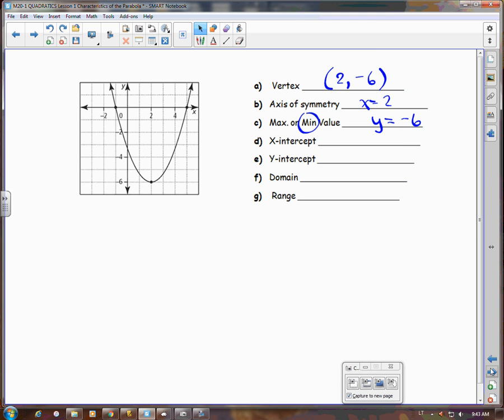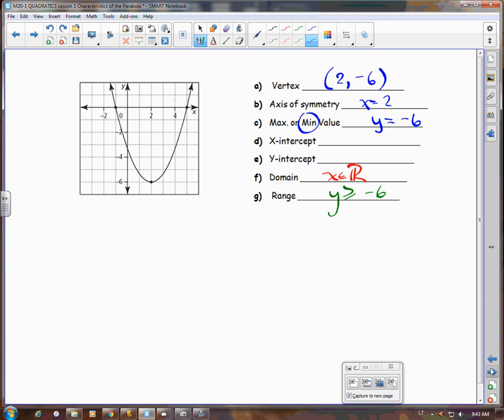Now, without looking carefully at the graph, the only other two things that we can tell now are domain and range. Domain, easiest question ever. The range, y is going to be compared to that negative 6. And because it opens up, our y is going to be greater than or equal to negative 6.